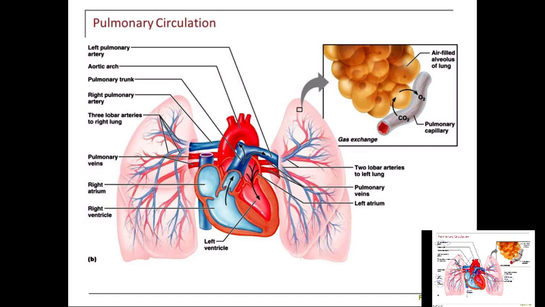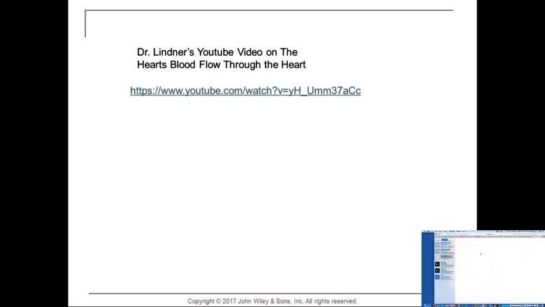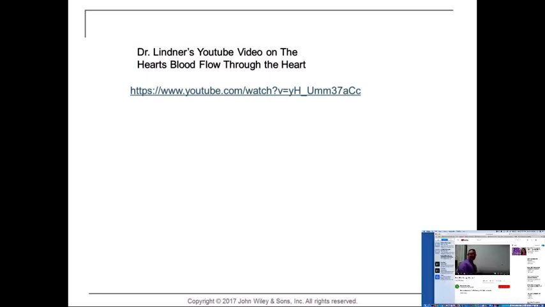Okay, there's going to be a video that I'm going to show of me just drawing out the blood flow through the heart. So let's take a look at that. I think that may be coming up here. Let's see if we can take a look. Hi, welcome back. Okay, so let's see if I can make this a little bit larger for you.